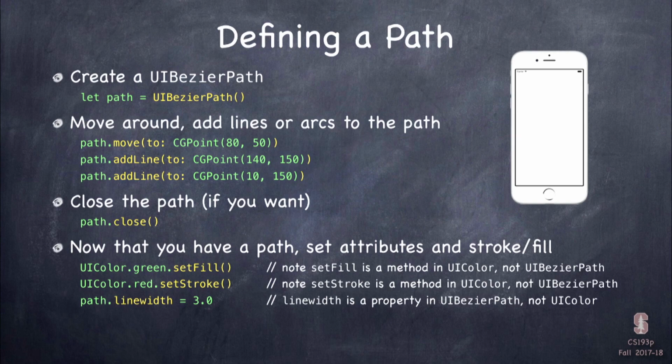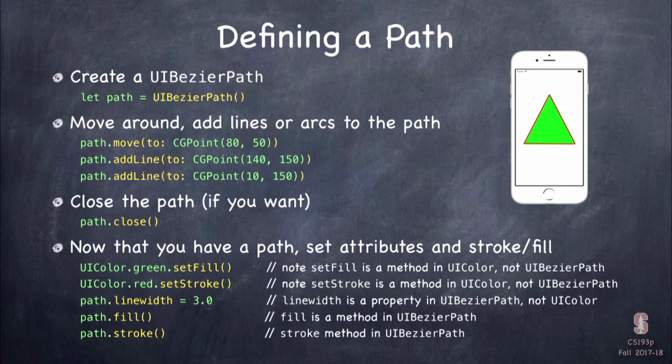So now that I've set these things up, now I can stroke and fill. So let's first fill. And when I fill, I get this. Notice there's no line around the edge. I just get the fill of my path that I made. And then when I stroke, now I get the red 3-point wide line around.